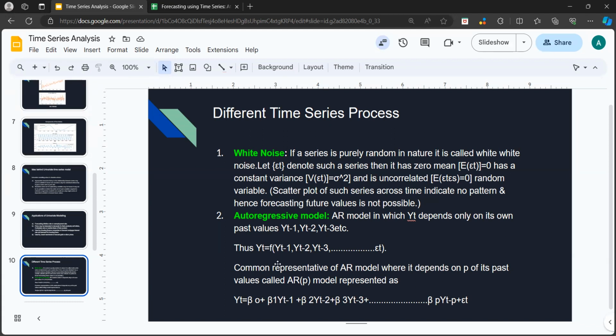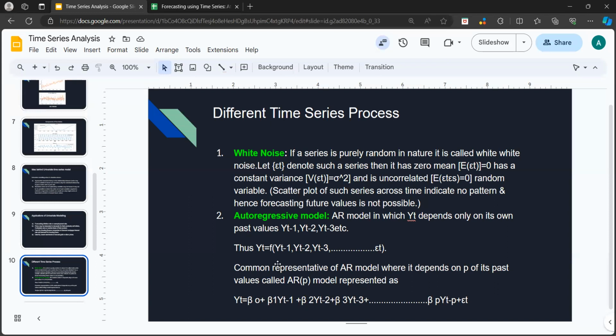The series will look like epsilon t plus one, epsilon t plus two, epsilon t plus three, and so on. If you take any point, overall it has mean zero and constant variance sigma squared, and the series is uncorrelated. Now we have another model.